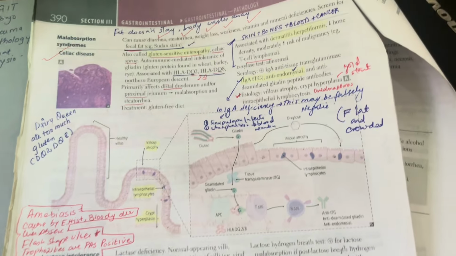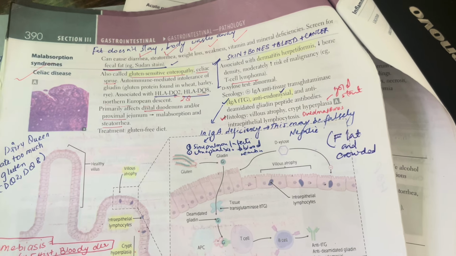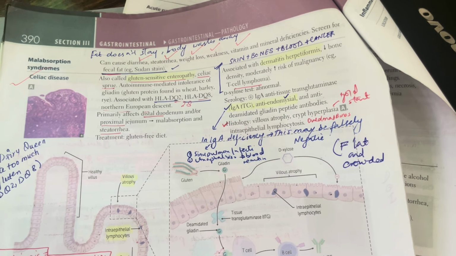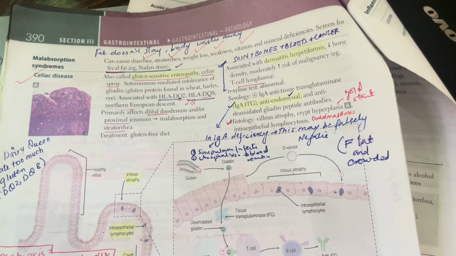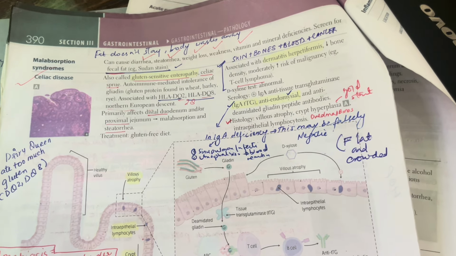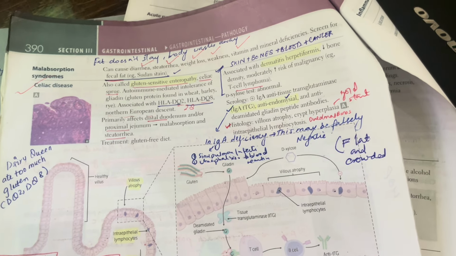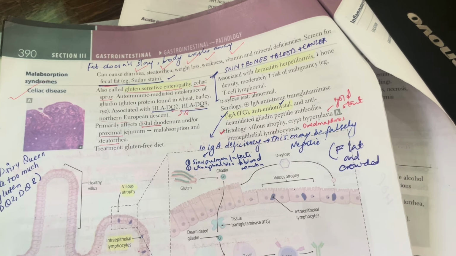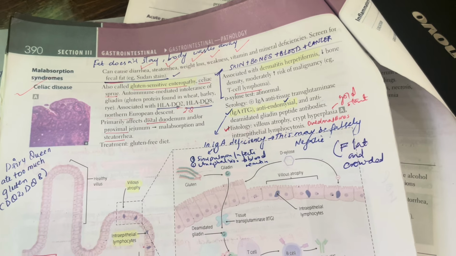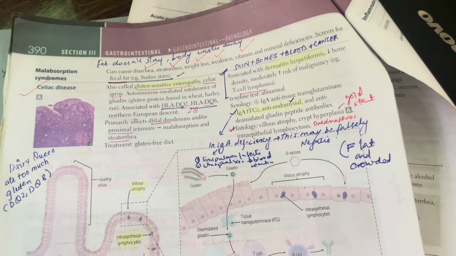So what is malabsorption syndrome? It generally causes diarrhea, steatorrhea, weight loss, weakness, and vitamin and mineral deficiencies. All of these malabsorption syndromes cause these features, and the fecal fat can be screened by the stain that is known as Sudan stain.